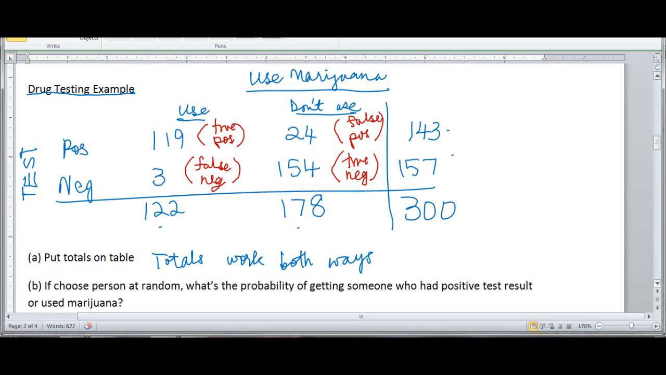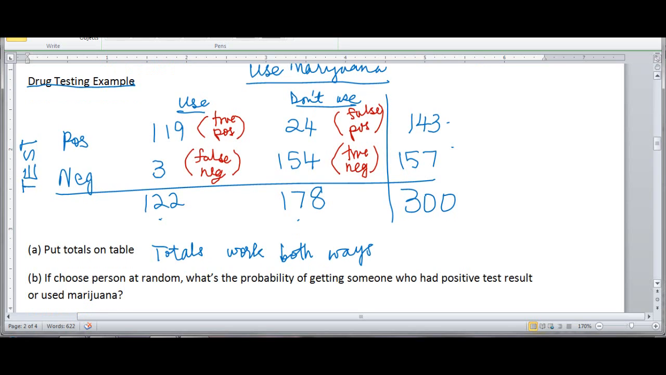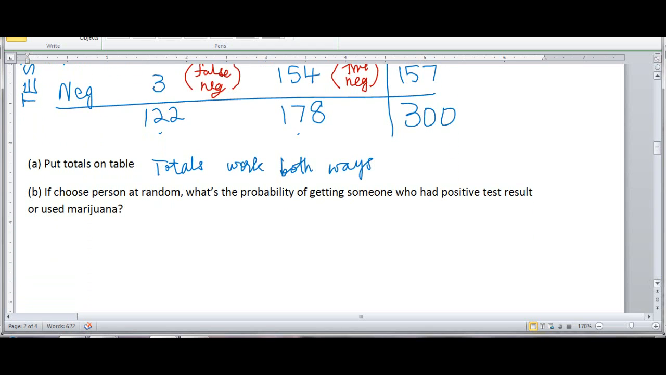Now we're going to use this table to answer the following questions. In a problem, these 4 pieces of data, 119, 24, 3, and 154, will be given to you, and then you should be able to total that up and fill in the table. So if I choose a person at random, what's the probability of getting someone who had a positive test result or, remember this is the symbol for or, they use marijuana?